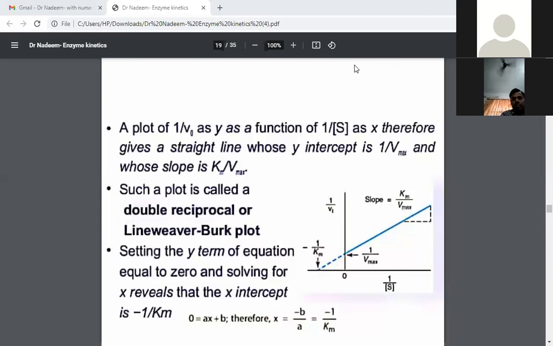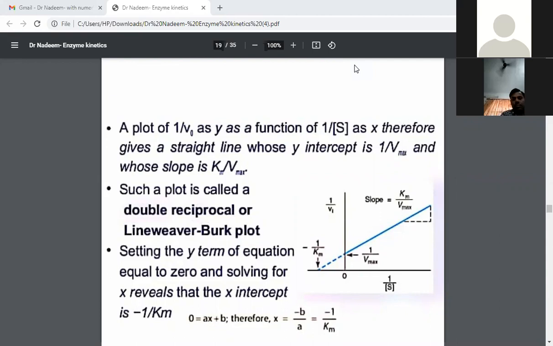So in this way, when you plot different concentrations of substrate, as the concentration of substrate gradually increases according to the velocity, a linear line is obtained. This line has a slope of Km by Vmax, an intercept on the y-axis at 1 by Vmax, while the intercept on the x-axis is -1 by Km. So this is the double reciprocal plot.